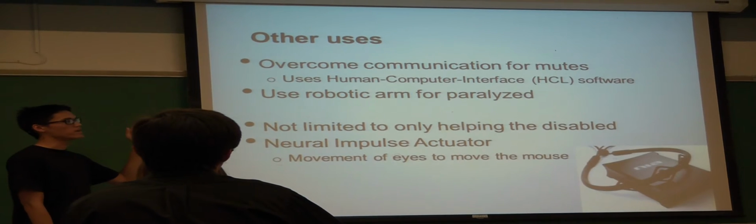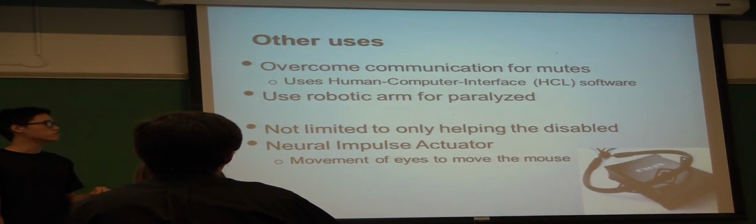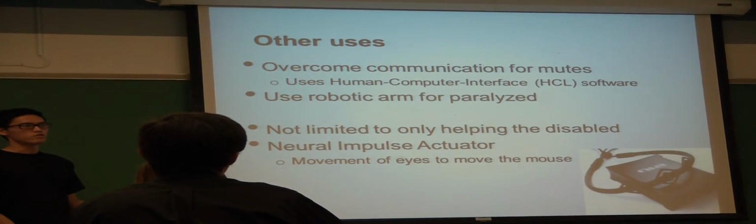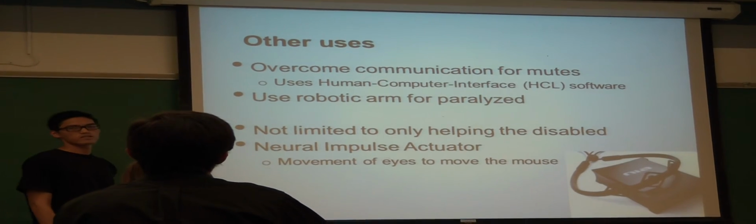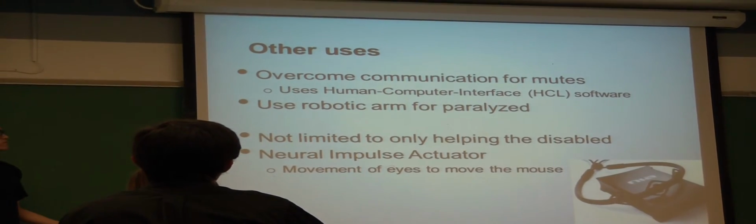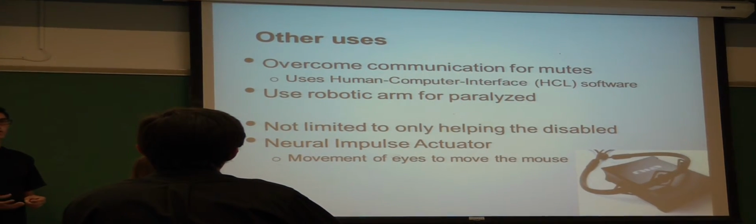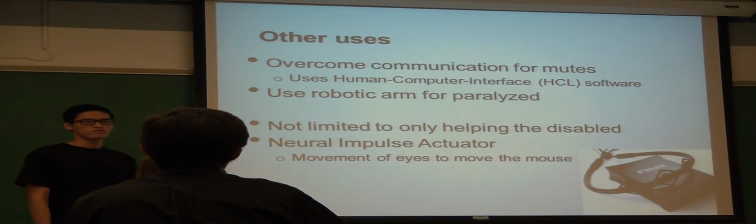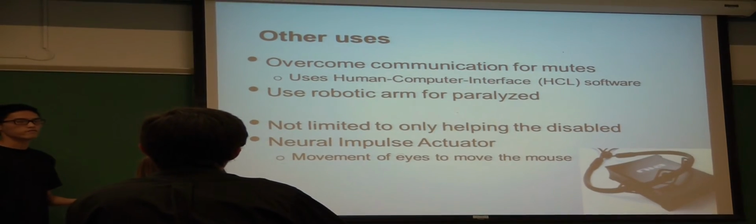Someone has created an apparatus so that someone who's mute can use the EOG plus the software that he created to find letters on a computer and put them together for words, so overcome communication. Also, other people are using the same concept for a robotic arm for people who are paralyzed from the bottom up. They'll look at what they want to do, and the arm will do it using the same concept as the wheelchair. Even though it's really useful for helping disabled or medical uses, it's not only limited for those functions.